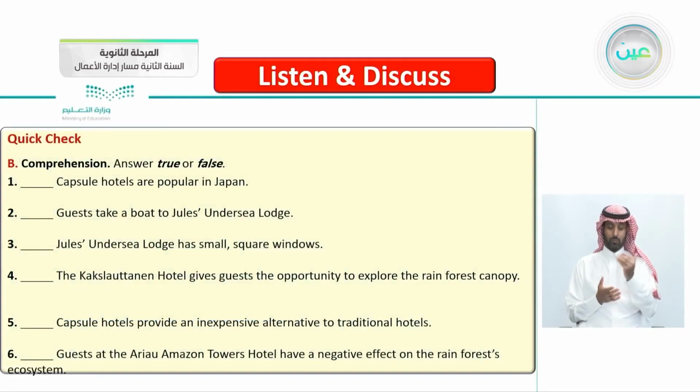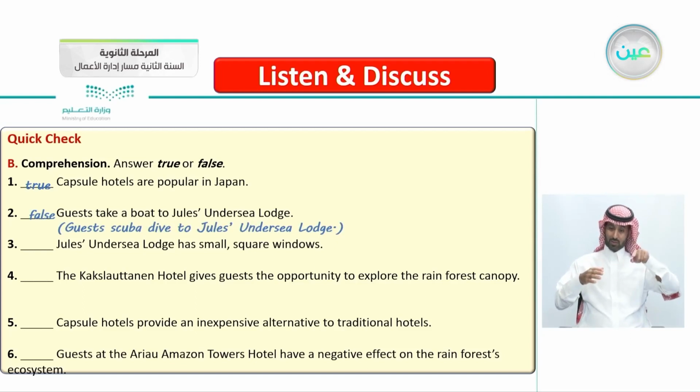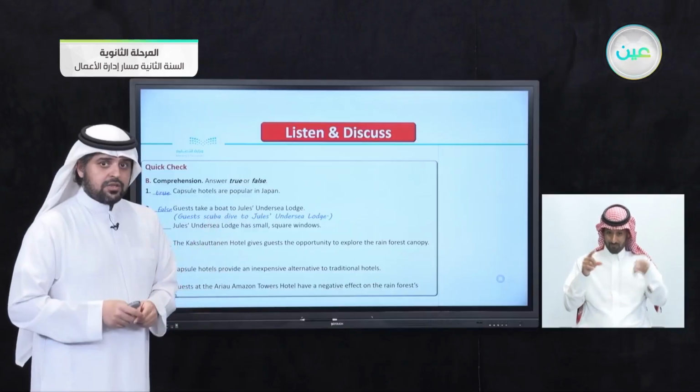The second question here, the quick check, comprehension. Answer true or false. Number 1, capsule hotels are popular in Japan. That's correct, that's true. Number 2, guests take a boat to Jules Undersea Lodge. How do they get there? Using a boat? No, of course, it's false. Guests scuba dive to Jules Undersea Lodge. They go scuba diving.